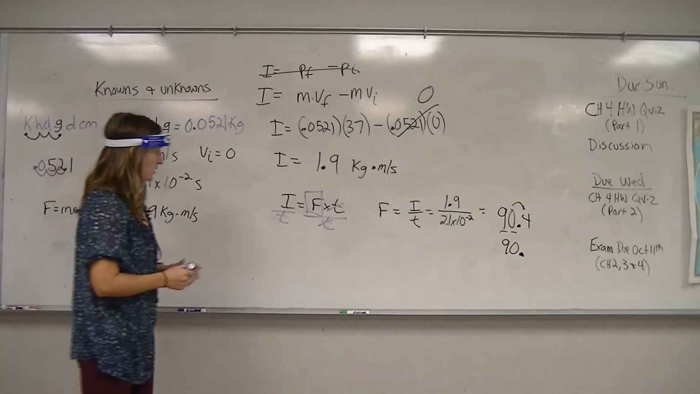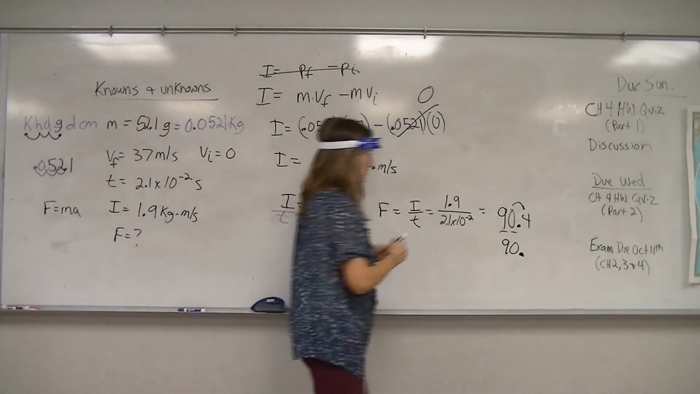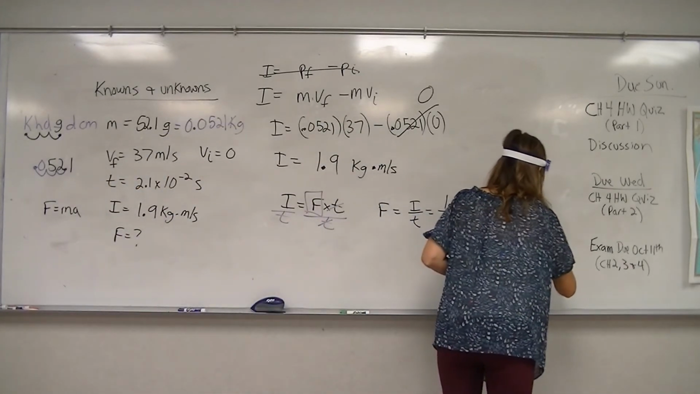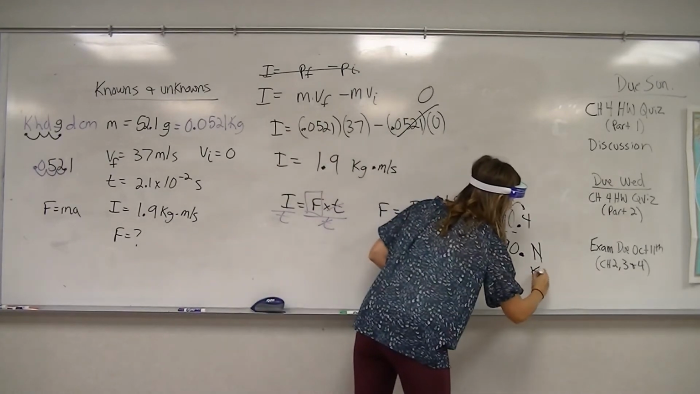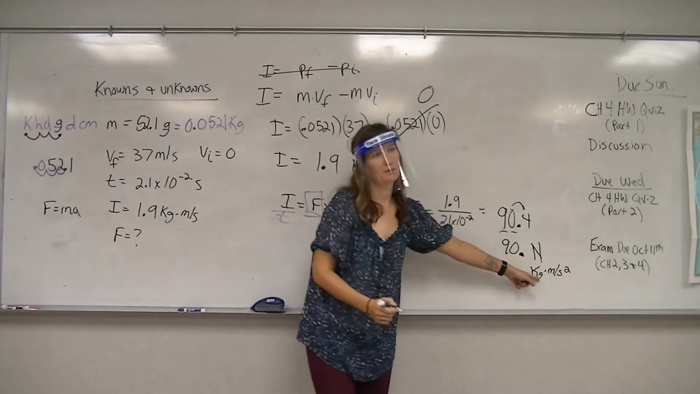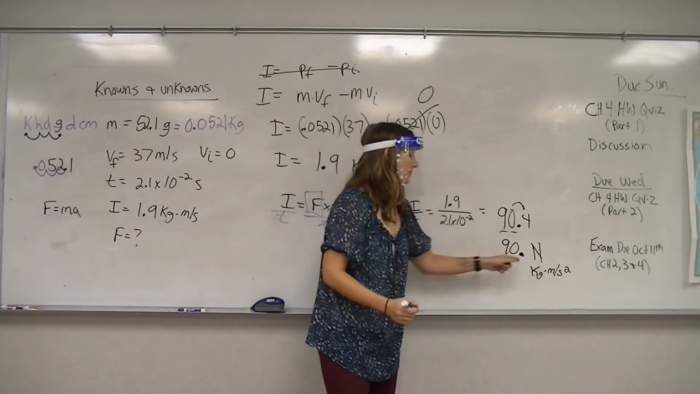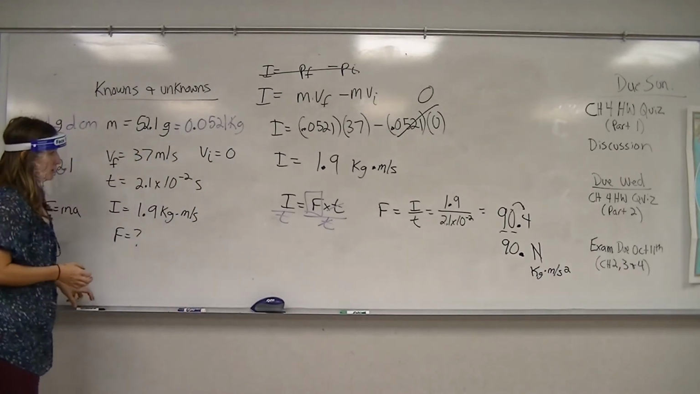All right, so units, force is always measured in newtons after Sir Isaac Newton. You could also put kilograms times meters per second squared. These are the same. It's just they named it newtons because of all the work he did on force.